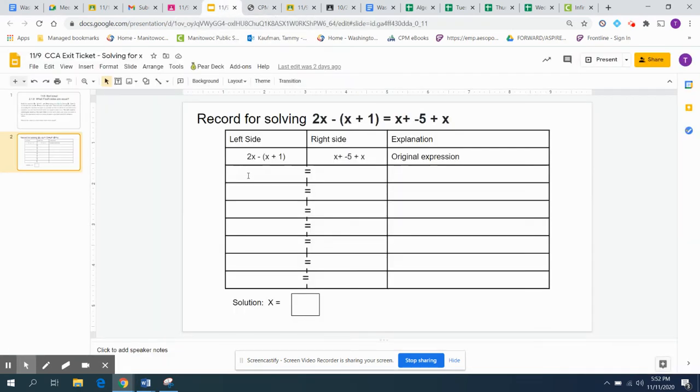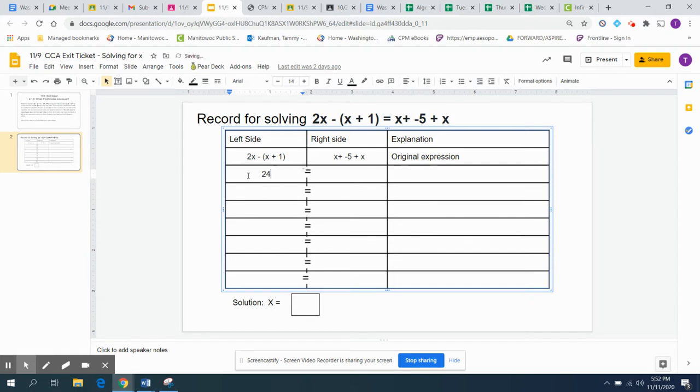How this looks different is I still have my 2x, but now it's plus -x plus -1. That's really the distributive property that I'm using. The right side stays the same. So I have x plus -5 plus x. You could use the distributive property, otherwise you could say that you flipped. But really, I distributed that negative to the x as well as to the 1.